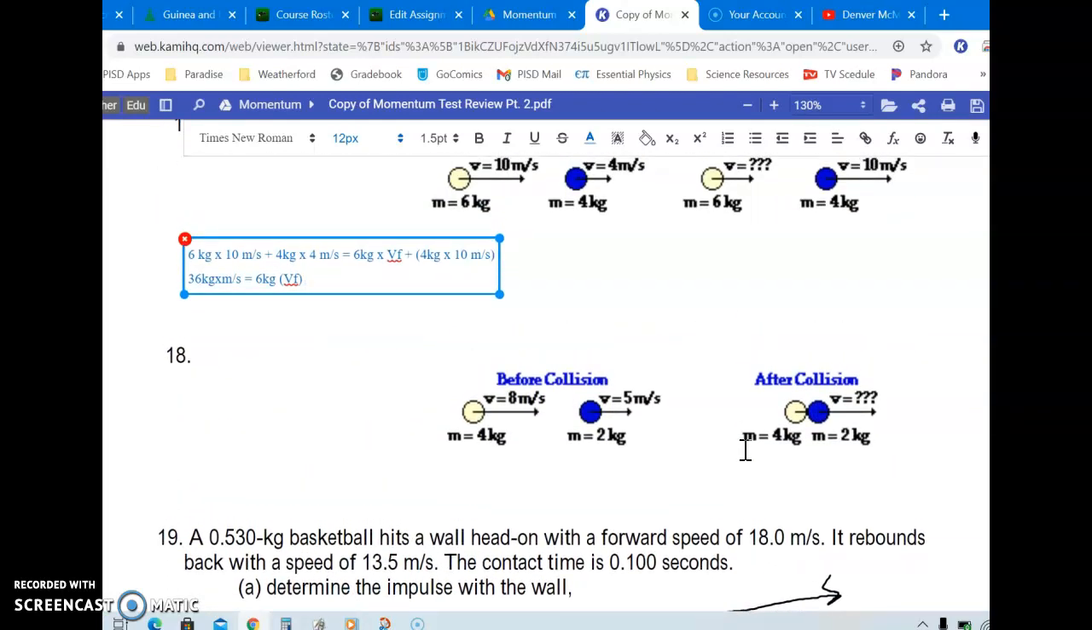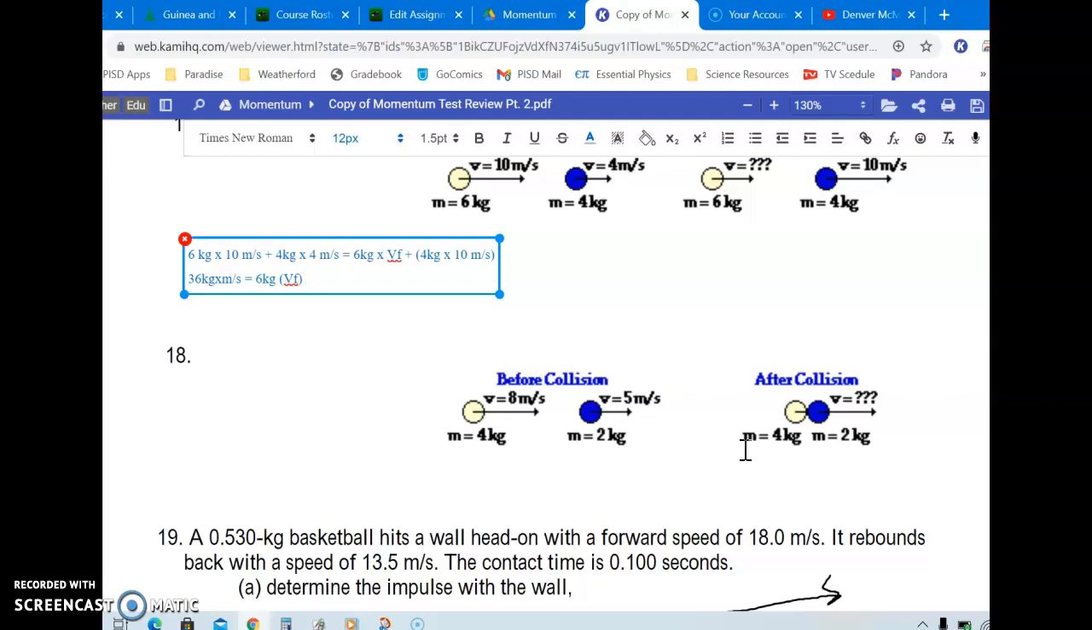Now, number 19 down here is an example of using impulse. In this case, you have a 0.53 kilogram basketball, which hits a wall head on with a speed of 18 meters per second, and it bounces off or rebounds with a speed of 13.5 meters per second. It touches the wall for 0.100 seconds, or a tenth of a second.